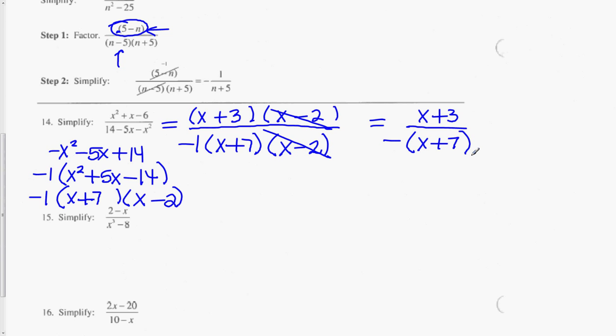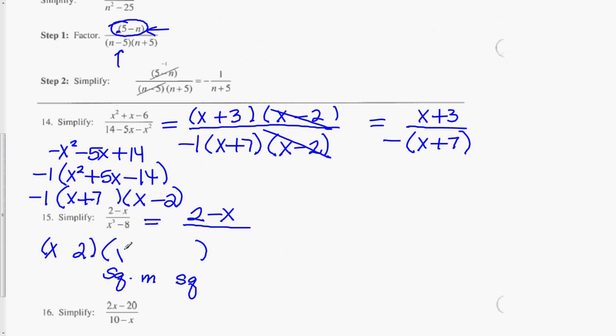There are a number of different ways you could write that, but you need to have the negative in front of that x plus 7. Now the next one is going to be different because you already have 2 minus x written. And you can't really do anything with that. So when I factor x cubed minus 8, that's a cube again. So small parentheses, large parentheses. The cube root of x cubed is x. The cube root of 8 is 2. We're going to square, multiply, square.